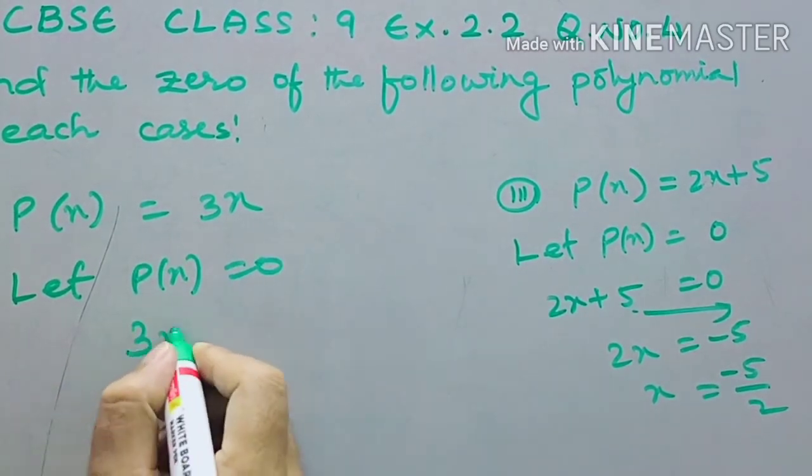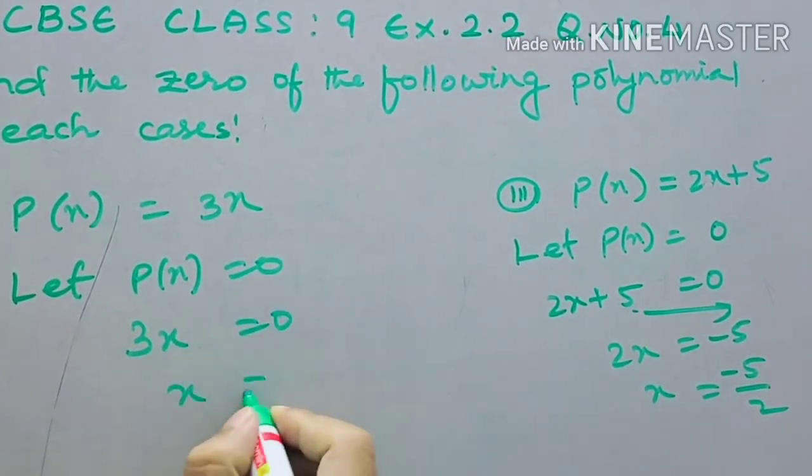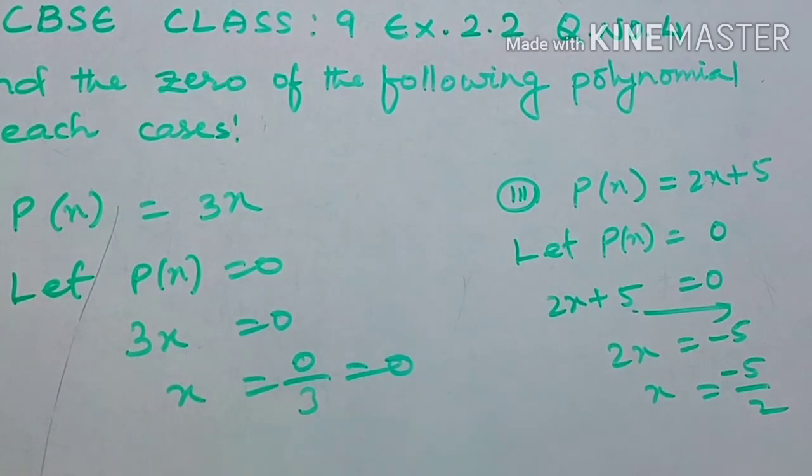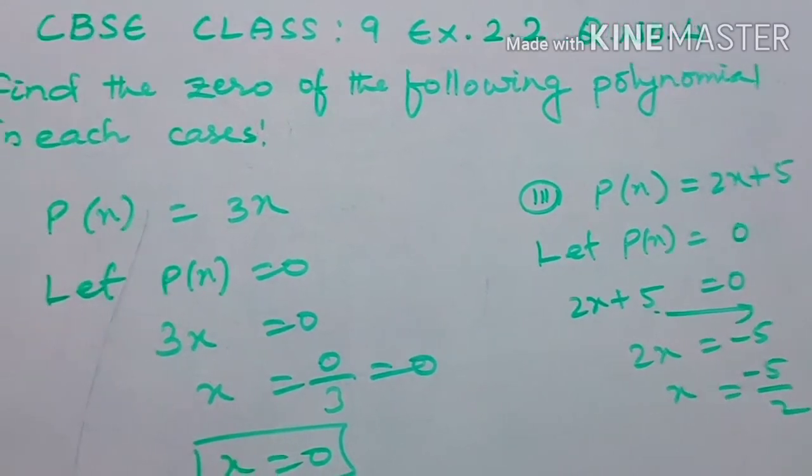Let the given polynomial p of x be equal to 0. What is the p of x now? 3x is equal to 0. I want to find the x now. 0 by 3 means what is the answer? 0. So x is equal to 0 now. It is the 0 of the polynomial.